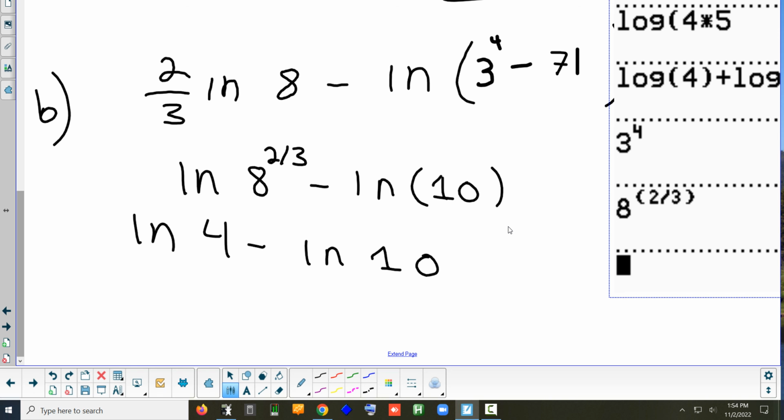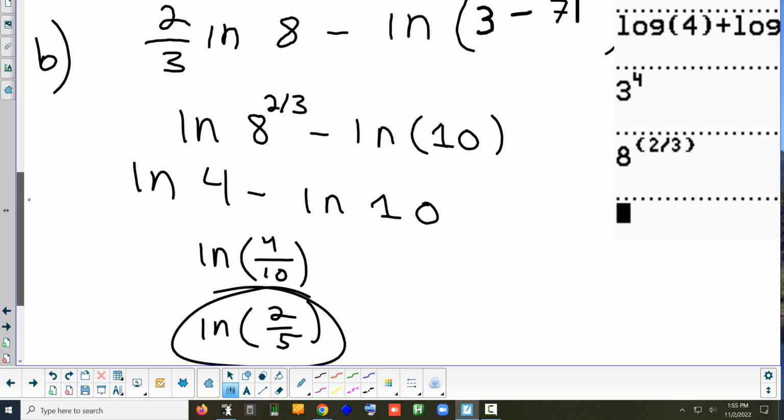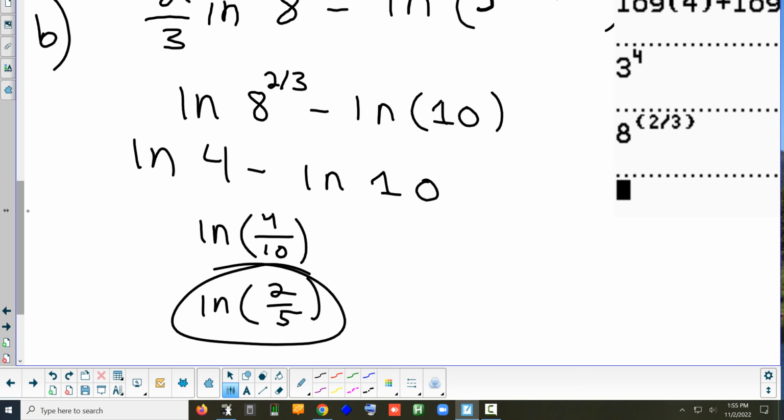Now we're going to combine these back together. When I recombine them, I'm just going to have a single ln. And I've got to do something with the 4 and the 10. I'm going to divide them. What's going to go on top? The 4. The 4, and on the bottom? 10. And what is 4 over 10 reduced to? 2/5. There you go. So that's how you combine logs back together. Any questions on that?